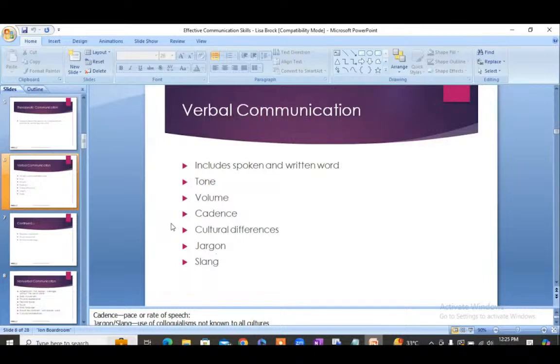Got it? Okay. What does cultural difference mean? Cultural difference means that in different cities and different places, people use different vocabularies, different styles of tone, and different styles of volume, right? So this is all about cultural difference.